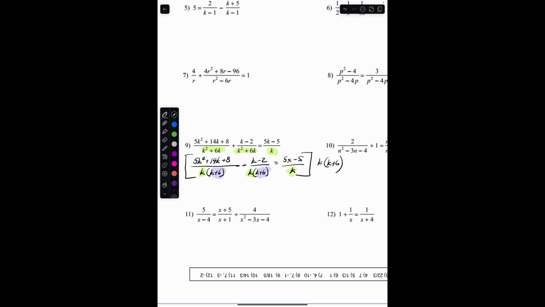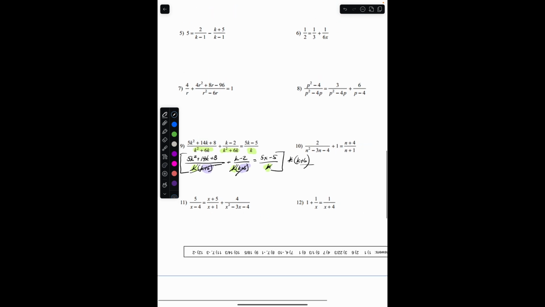And every time you do a multiplication here, you're going to see things cancel, right? In the first fraction, everything's going to cancel out, both the k and the k plus 6. Second fraction, everything's going to cancel. In the third fraction, the k will cancel, but the k plus 6 remains. I'm not going to write all that out for you, but that's what I'm getting at.